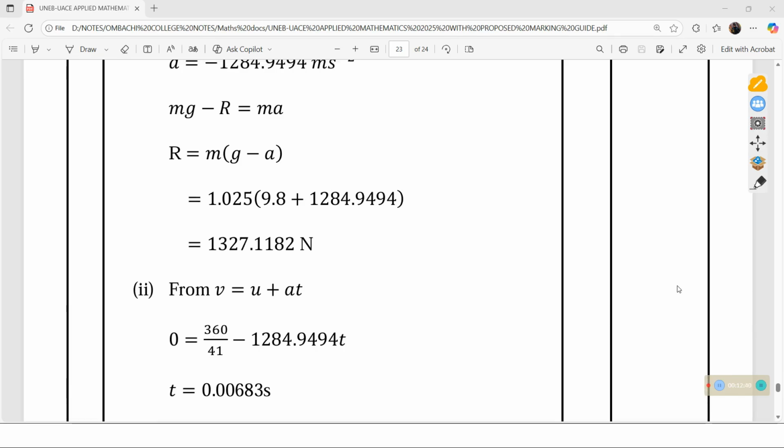So that's all about this session. We have looked at the applied mathematics questions and the proposed marking guide.